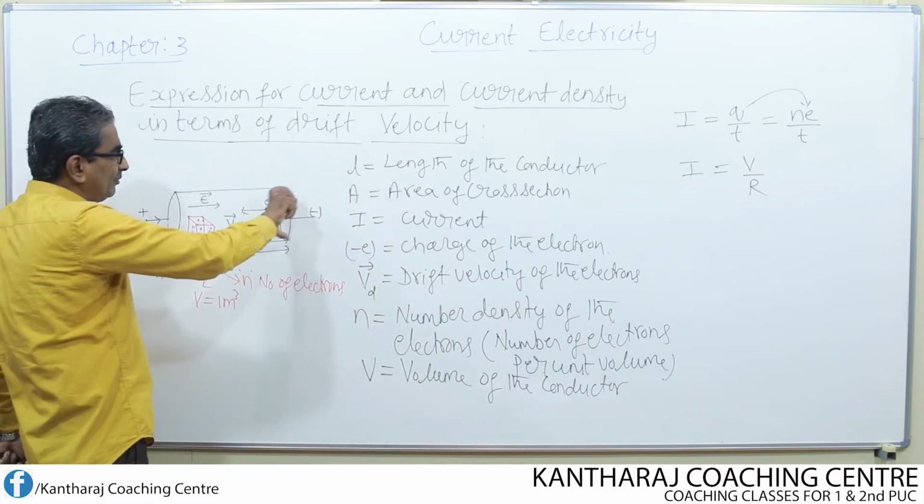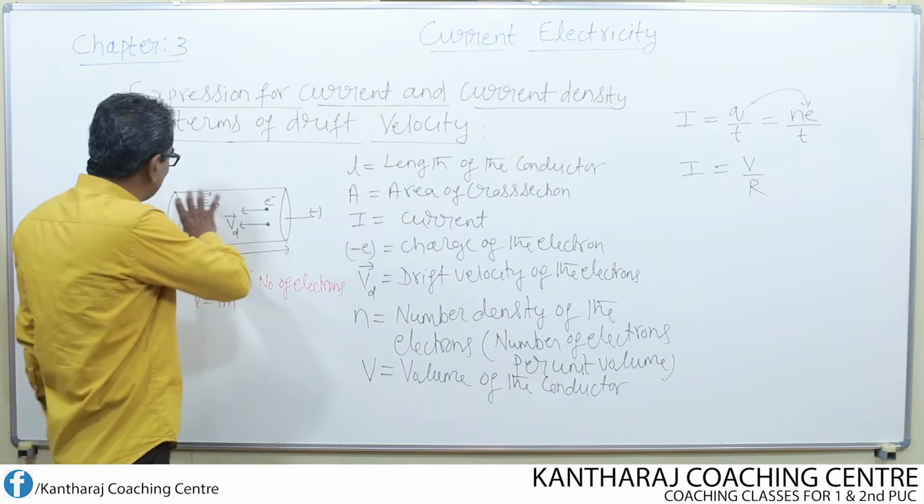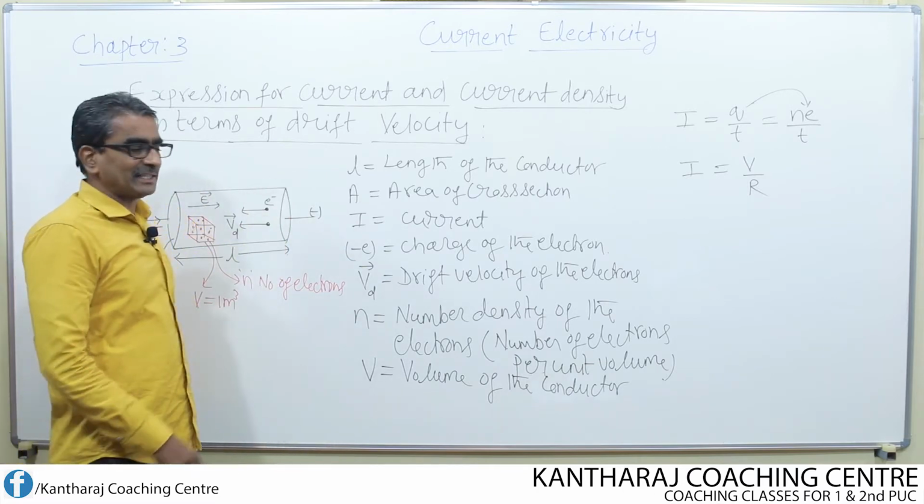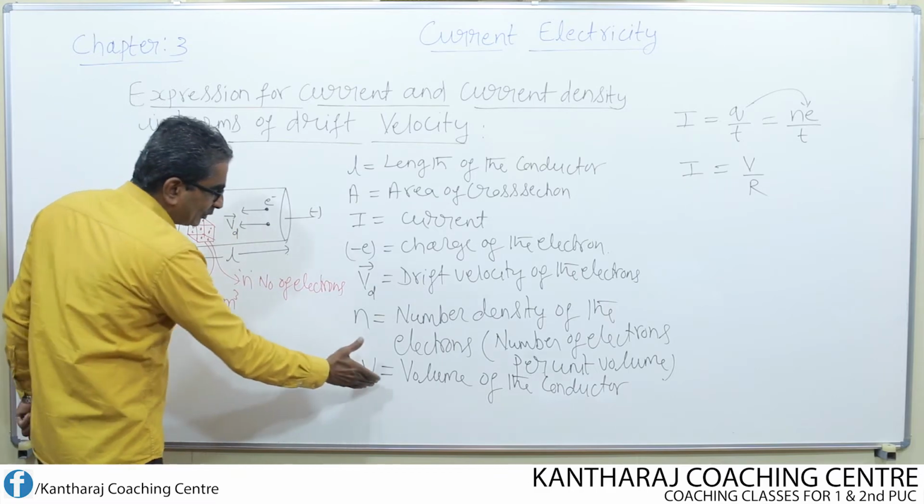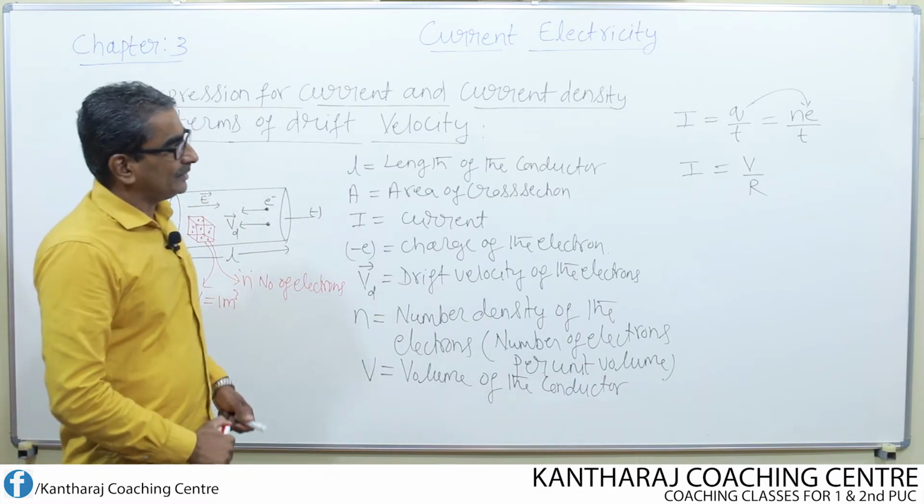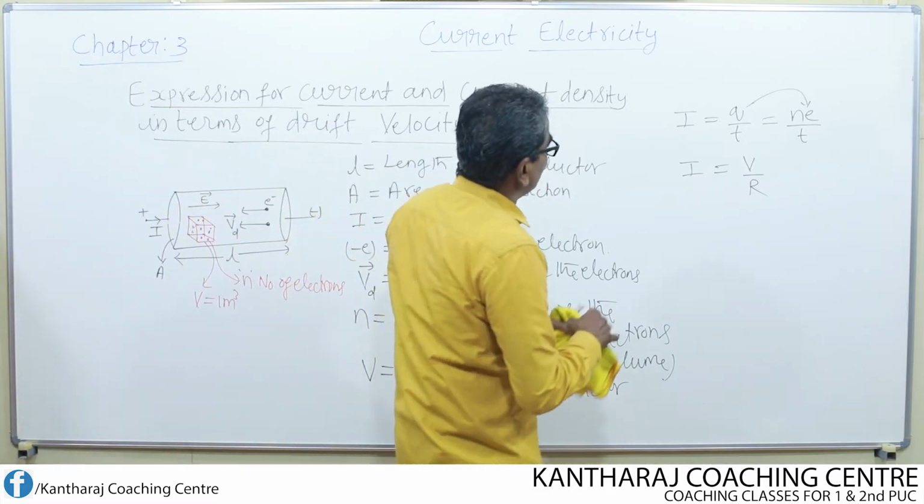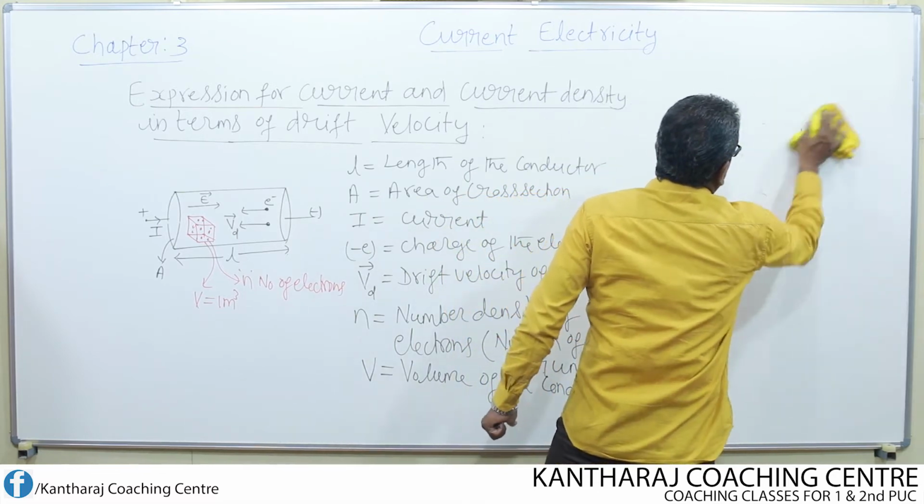And what is V? V is the volume of the conductor, where the entire length of the conductor is L. For this entire length L, the total volume is V. Now, let us move on to the mathematical part.